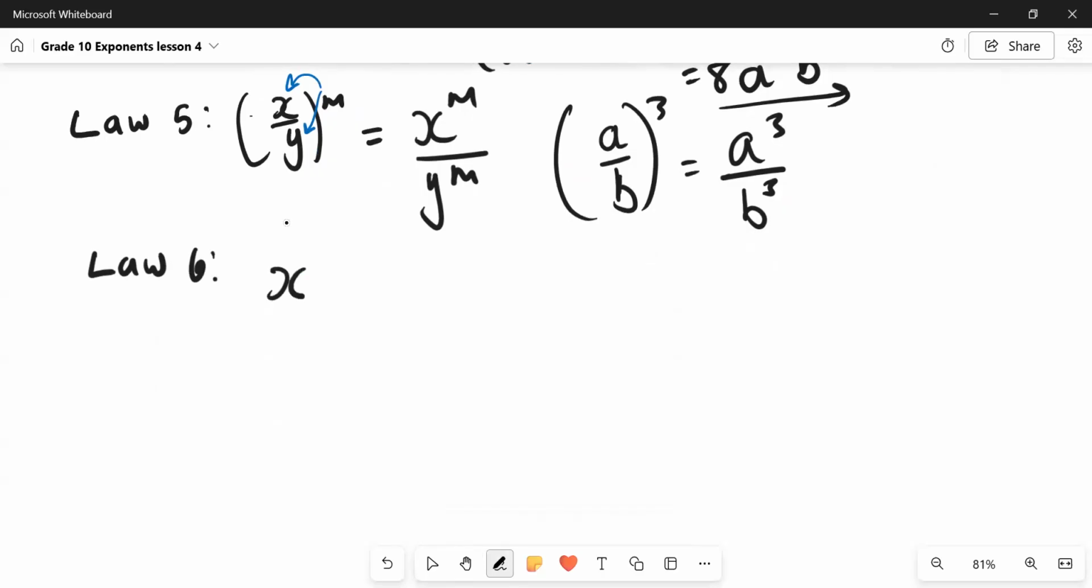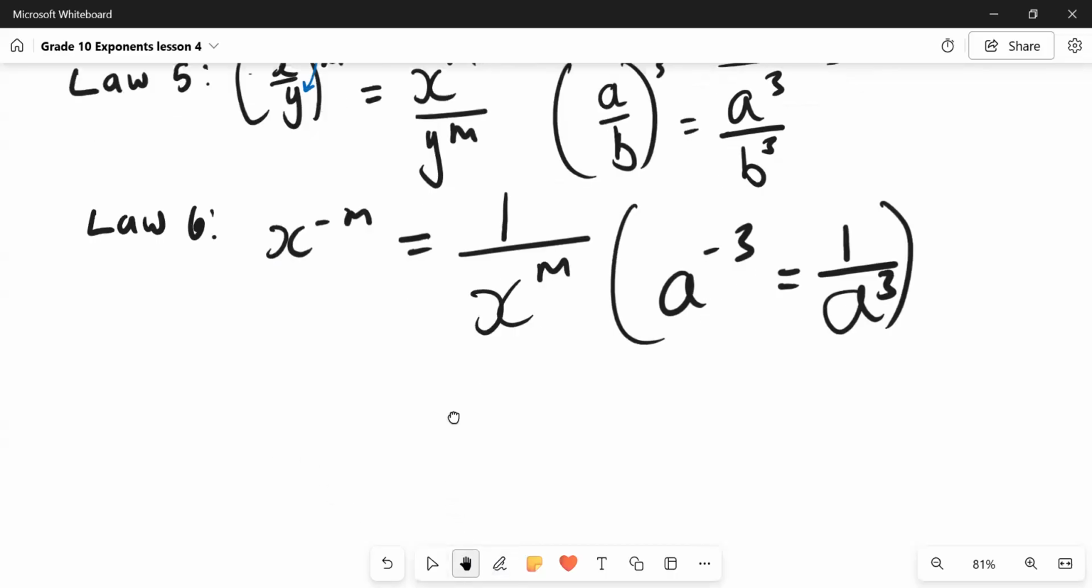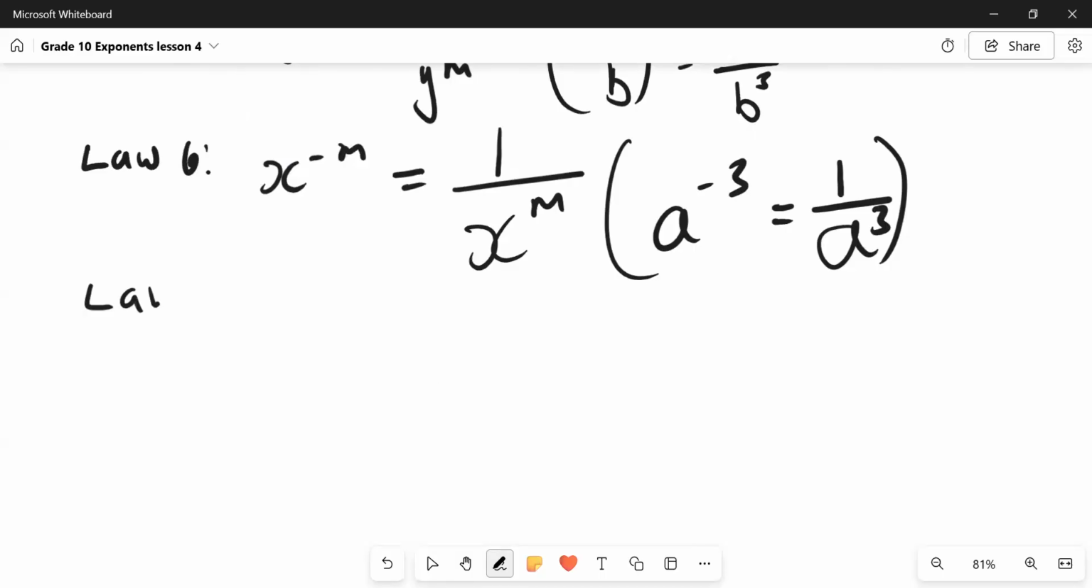Law number 6 is about a negative exponent. How do you get rid of that negative exponent? You introduce 1 over something, and then you write this as it is, but without a negative exponent. So you'll have 1 over x to the power m. And then the example there, you have your a to the power negative 3. This is the same as 1 over a to the power of 3. And then law number 7.